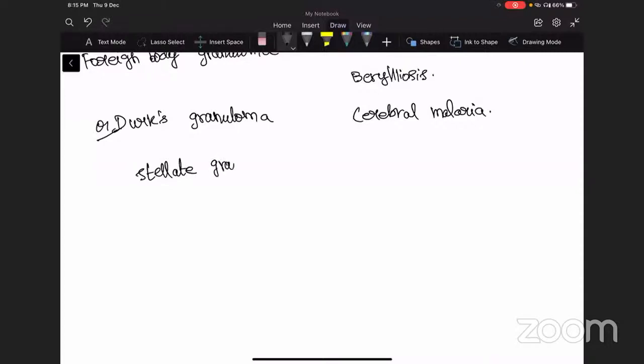Stellate granuloma is caused by Bartonella henselae, cat scratch disease. Important. They have asked this question in the previous FMGE examination. This is with the granulomas.